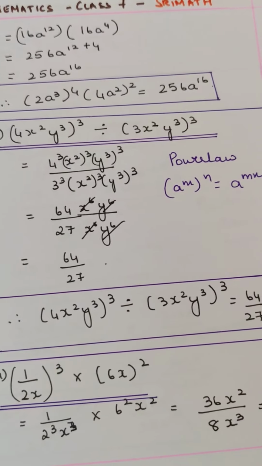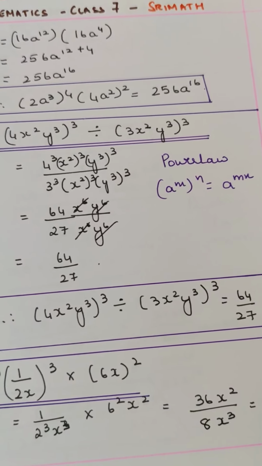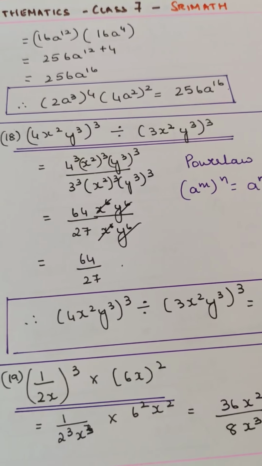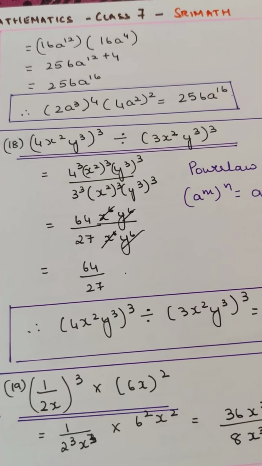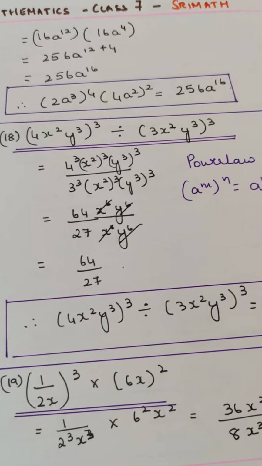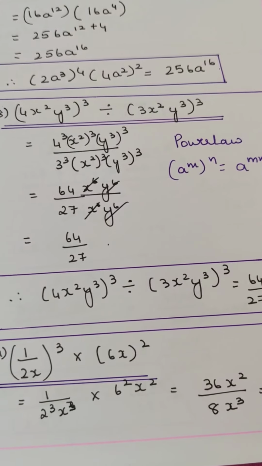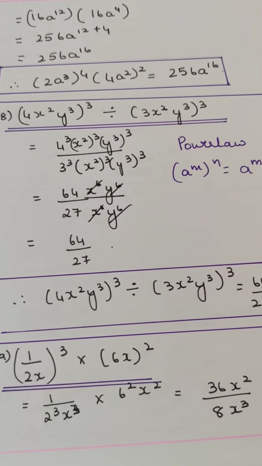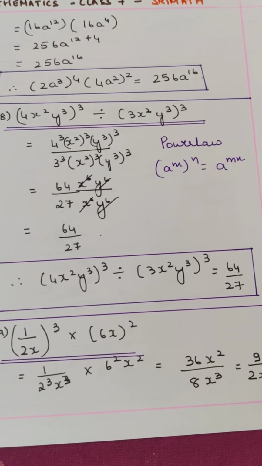Okay, therefore the power law is a to the power of m whole power n is equal to a to the power of mn. So this becomes 64 x to the power of 6 y to the power of 6 divided by 27 x to the power of 6 y to the power of 6. Here you cancel x to the power of 6 and x to the power of 6, y to the power of 6 and y to the power of 6. The answer is 64 by 27. Therefore, 4x square y cube the whole power 3 divided by 3x square y cube the whole power 3 is equal to 64 by 27. Isn't it easy and simple? Yes.